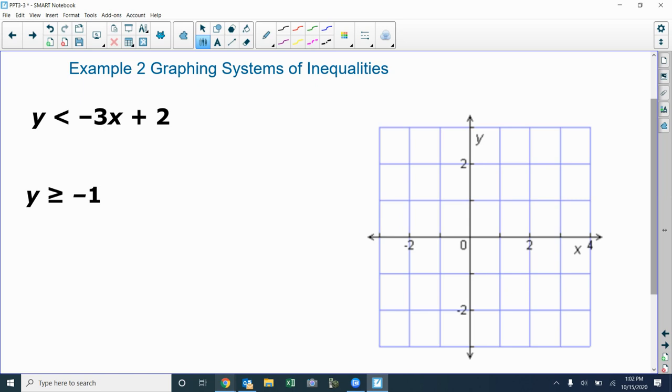Mr. Grub, how do you know the slope for the second one? The second one? There isn't a slope for the second one. So is it just a vertical line? What's y equals -1? Is it vertical or horizontal? Since it's y, it's just a horizontal line. y equals -1 is going to be right here.